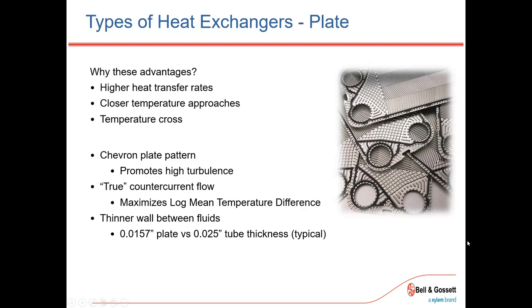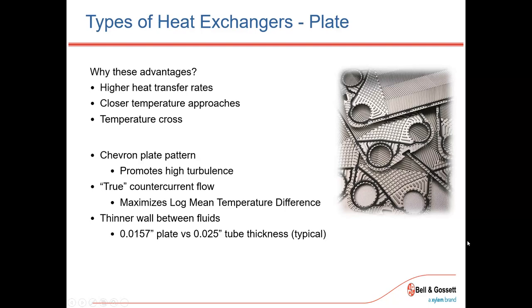So what are these advantages, and how is it that we have these higher heat transfer rates? Like I was mentioning before, you have the alternating hot side, cold side. And if you look on the right-hand side, that's a picture of the gasket and the plate, what the thermal plate looks like. You'll notice that it's got that chevron pattern, and it's kind of like a corrugated, it's creating that turbulence.